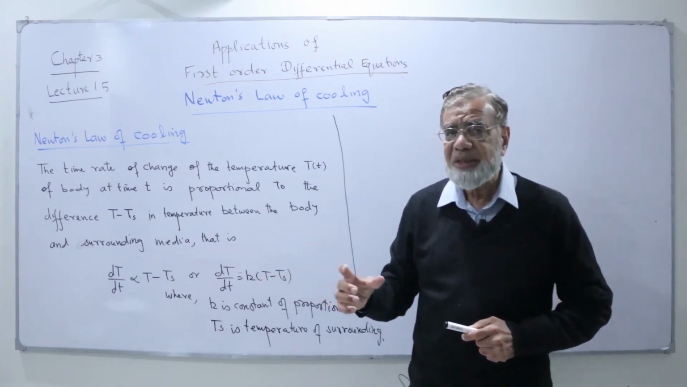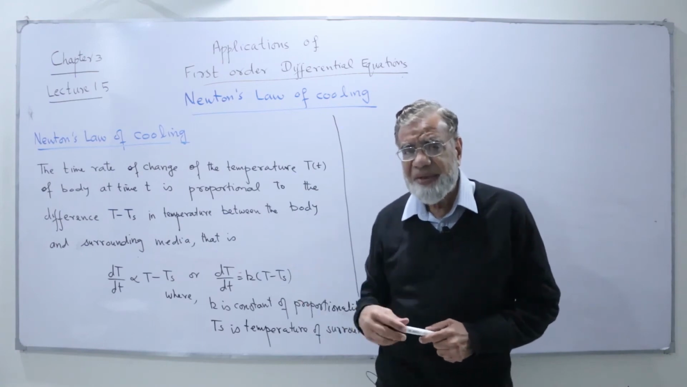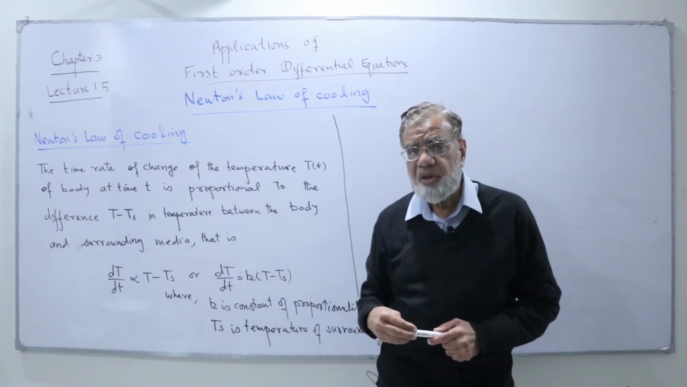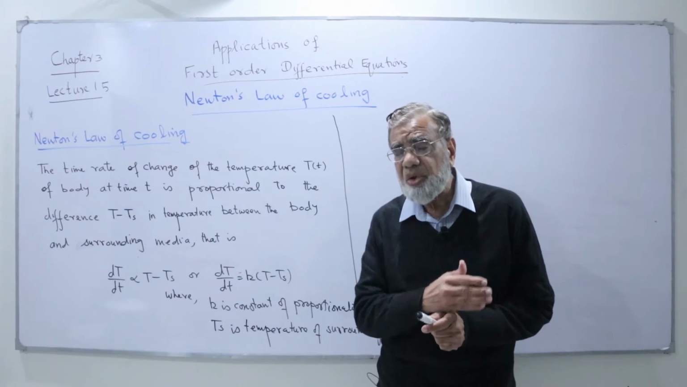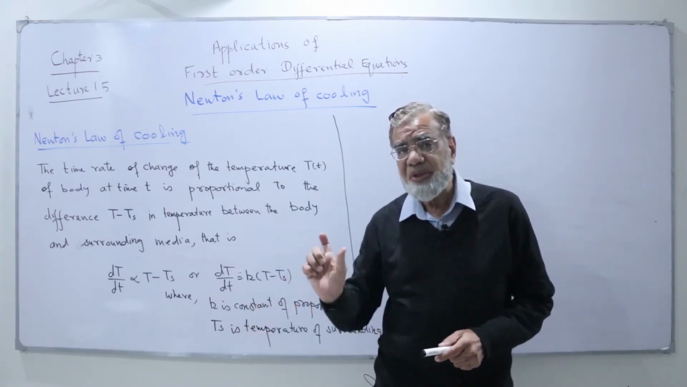So if I put this cup of tea in a fridge because I'm in a hurry, and the temperature there is -4 or -10, the temperature difference will be 90, and it is going to cool down very quickly. So that's the rate of change is proportional to the temperature difference.